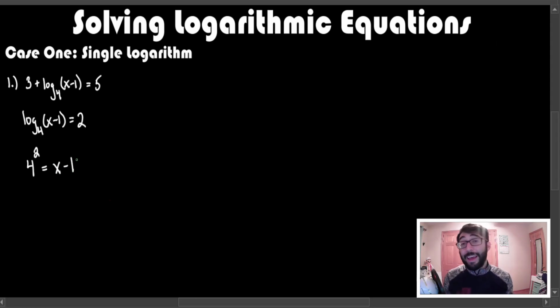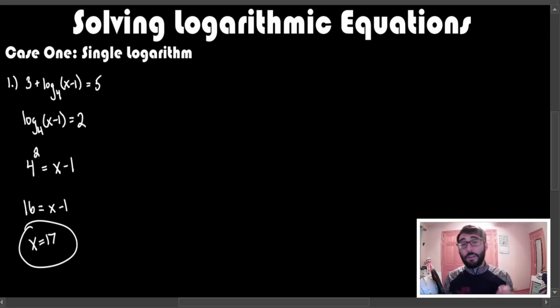And from here, it's actually pretty easy. We just go ahead and solve. 4 to the second, well, that's 16. So we have 16 is equal to x minus 1. And now we add 1 to each side, and we get x is equal to 17. And this would end up being our final answer.